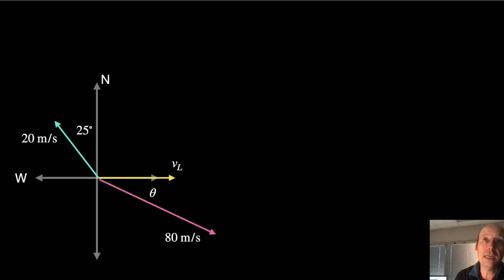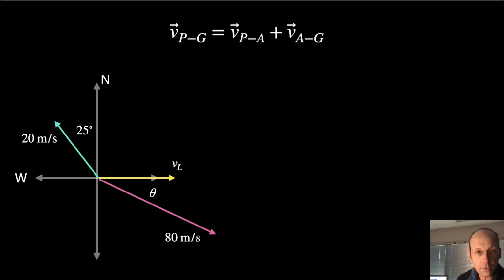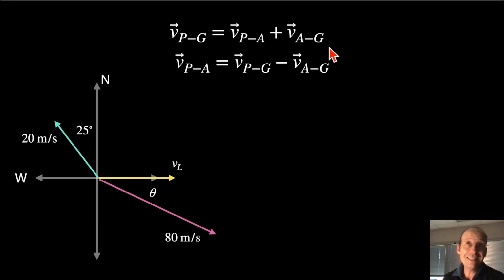And then this is the velocity of the plane with respect to the air. I know the speed, but I don't know the angle, right? I want to find that angle. But still, I can write my equation, velocity of the plane with respect to the ground equals plane, air, air, ground. It works. Now, in this case, I want to solve for VPA.